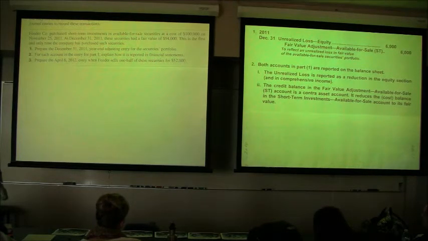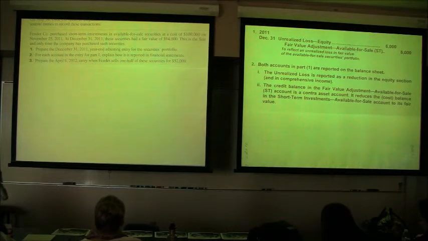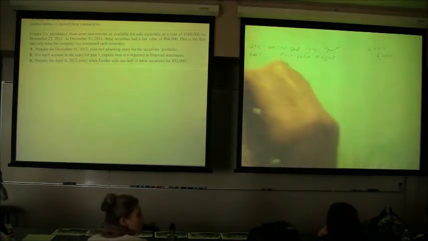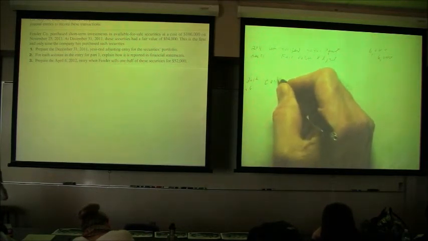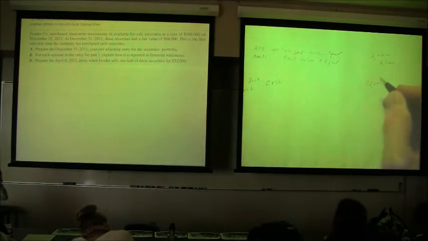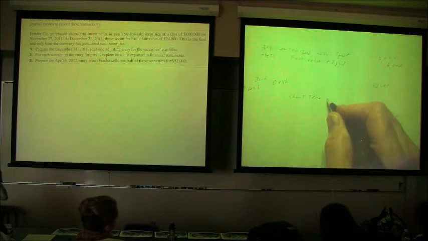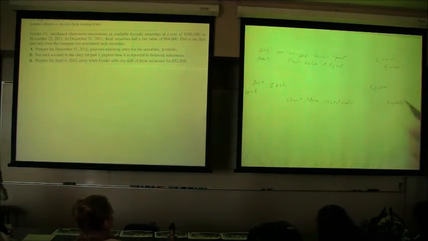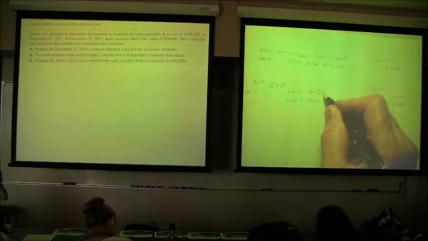Now, the next thing is, on April 6, 2012, next year, they sell half of these securities for $52,000. So when they do that, cash is debited for $52,000, and your short-term investments is credited for $50,000 because you sold half of it. There's a plug figure of $2,000, and that will be a gain on sale of short-term investments.